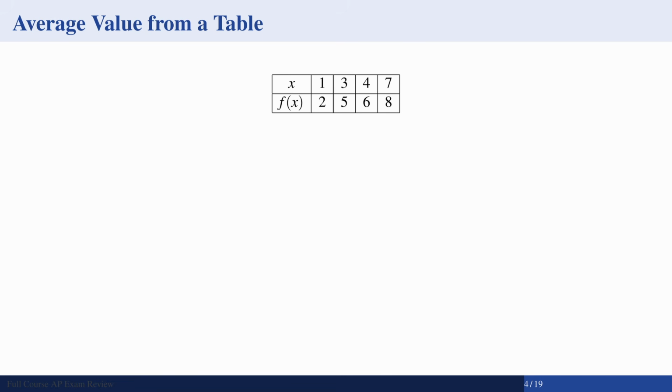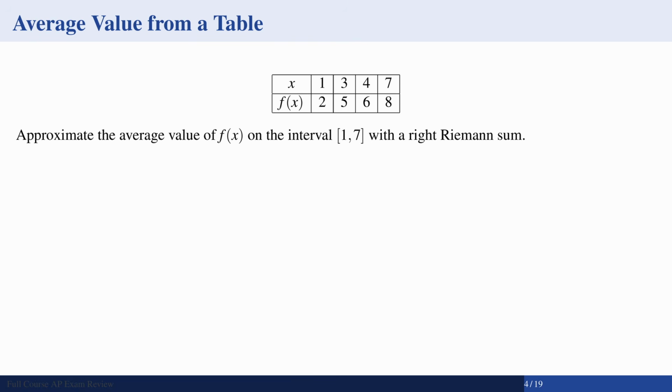So we're given the table, we have x's and we have f of x's. We want to approximate the average value of f of x on the interval from 1 to 7 with a right Riemann sum. Step 1 of this process, you're always going to write down the integral that you're doing. Average value is the integral over the interval. So I'm going to do 1 over 7 minus 1 times the integral from 1 to 7 of f of x dx. Then I'm definitely going to put the approximately equal to sign.